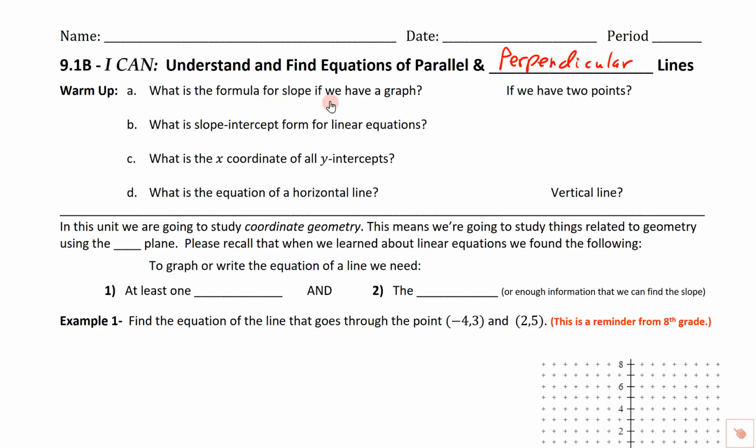What is the formula for slope if we have a graph? Well, if we have a graph, then we use two words. Those words are, we do the rise over the run. Remember, we always have to have the rise on top because that's the difference in the y's. So y rhymes with rise. So that's going to go on the top and the run goes on the bottom.